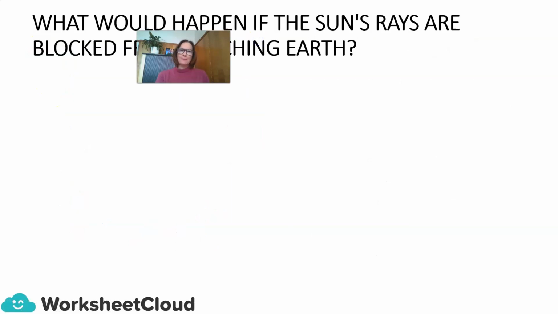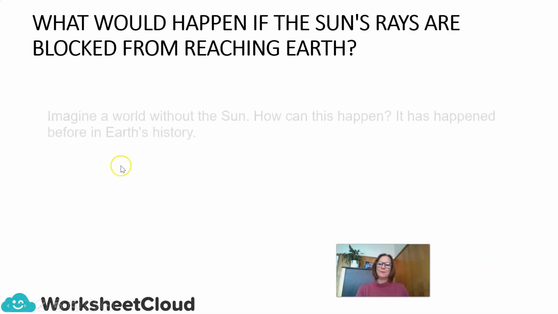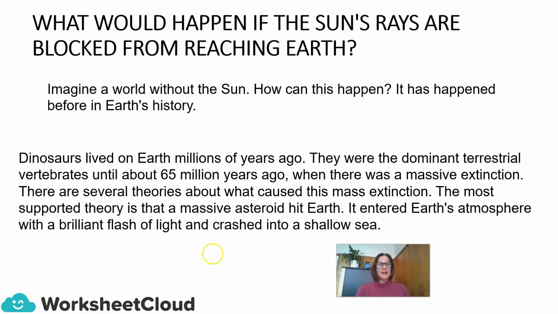So, what would happen if something stopped the sun's rays from reaching Earth? Can you just imagine, Sevens, what would happen? So, imagine a world without the sun. How can this happen? It has happened before in Earth's history.